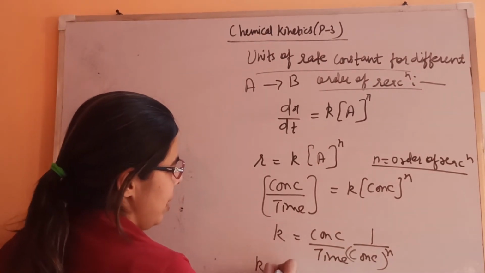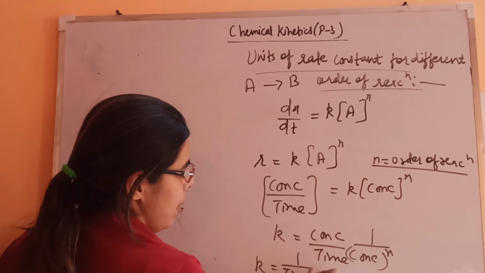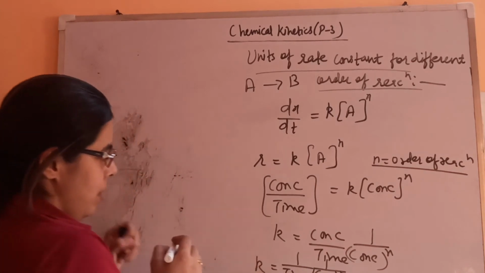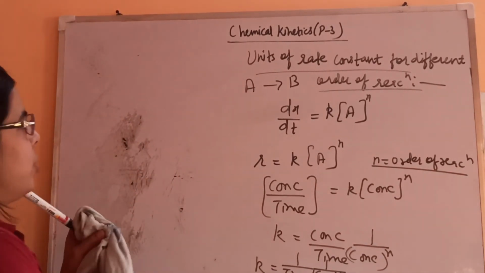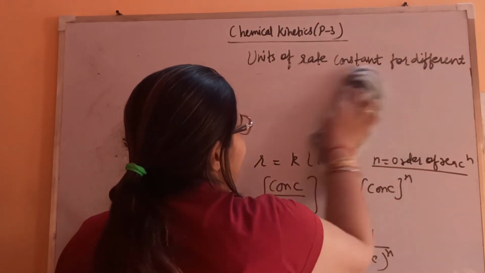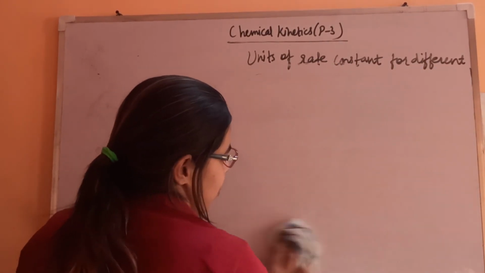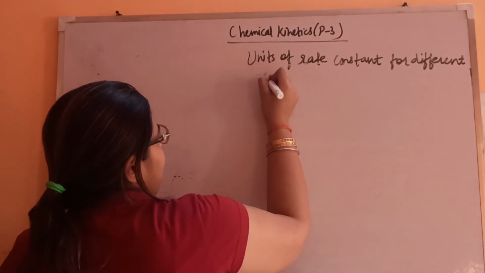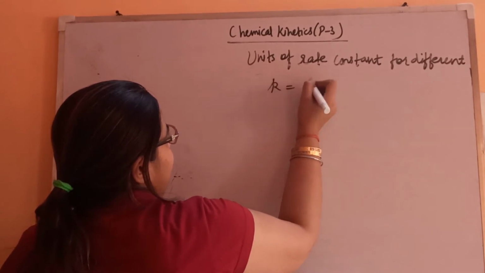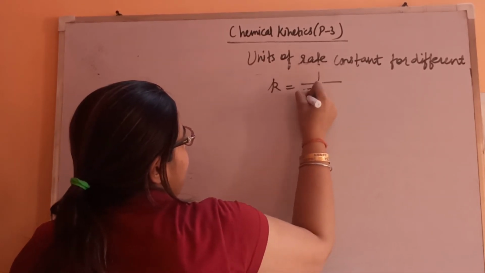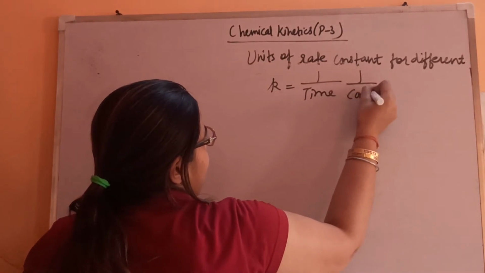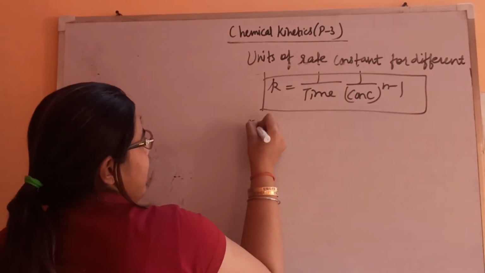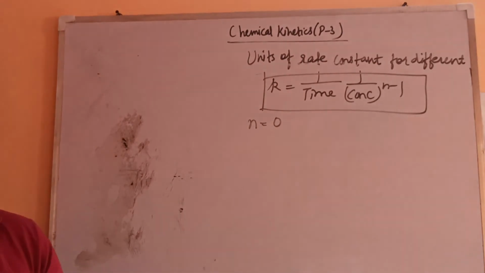So when you solve this, what will you get? 1 upon time, 1 upon concentration to the power n minus 1. So this is the expression. Now this is a general expression where we can substitute the value of n and we will get the values for the different orders of the reaction. So K is equal to 1 upon time, 1 upon concentration to the power n minus 1. This is the general one. Now let's see, if n is equal to 0, substitute the values and see what you will get.